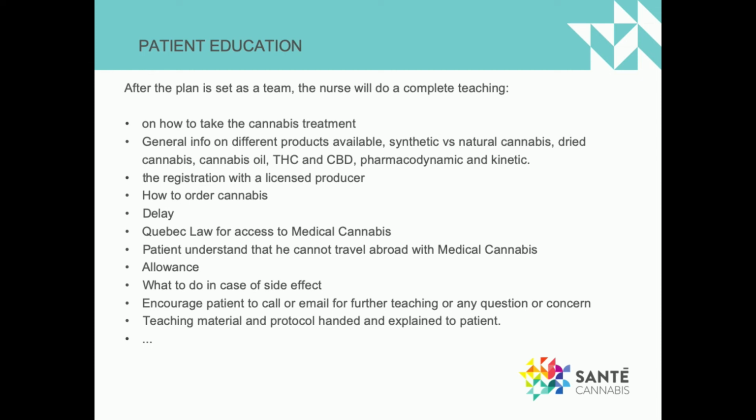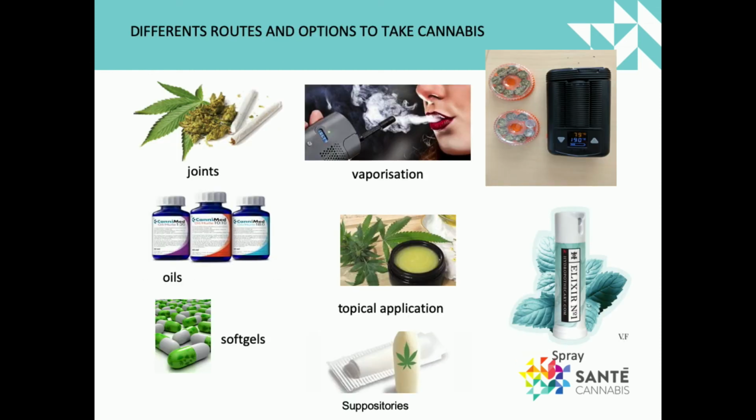So the different routes and options to take cannabis that I review with the patient. So dried cannabis, the flower of cannabis, can be used in joints. It's really rare. Usually we encourage vaporization, so to use a device that only heats the cannabis, not burns it. The cannabis oil bottles, we have 3 different types of oils available in Canada. So CBD-rich oils, THC-rich oils, and 1-to-1 ratio oils.